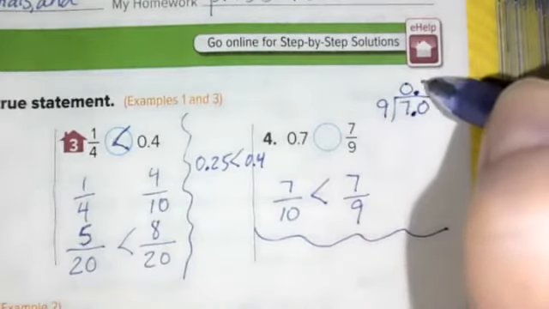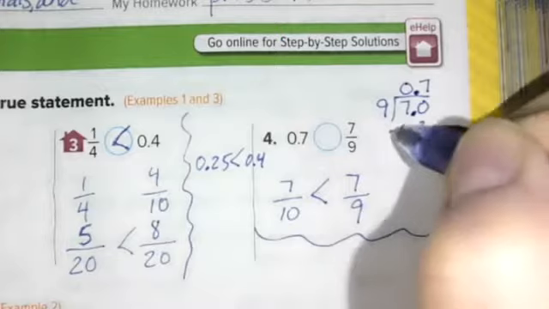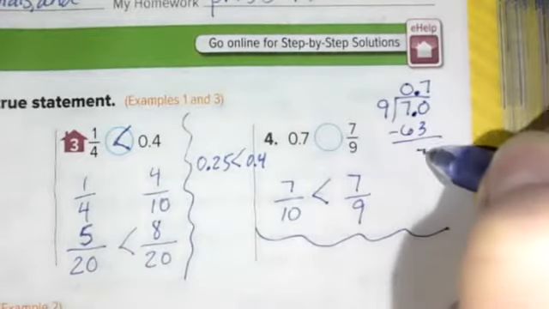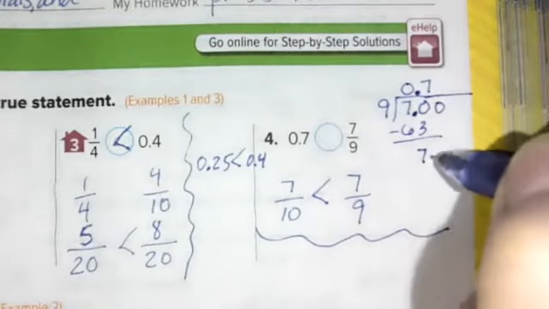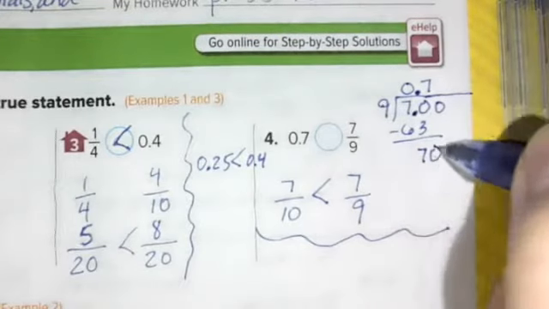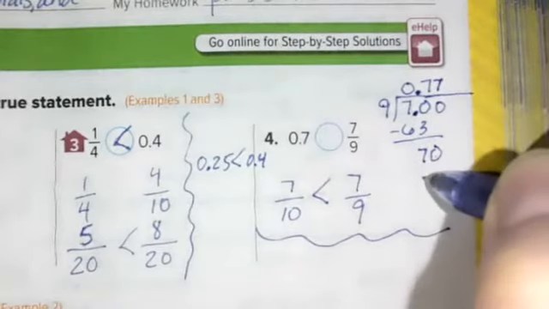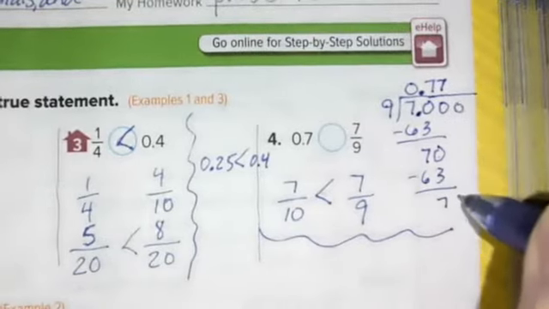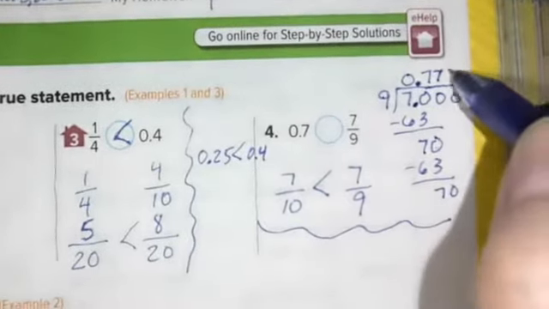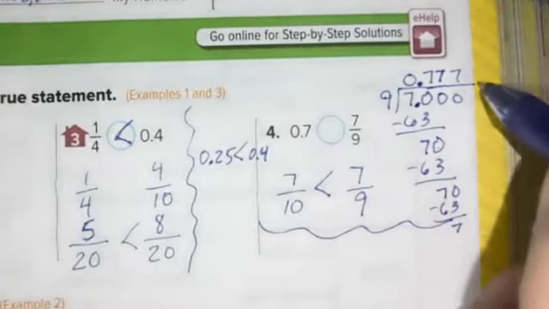9 can go into 70 7 times. 9 times 7 is 63. 70 minus 63 is 7. I'm going to extend my division bar, annex another 0, and bring it down. 9 goes into 70 7 times. 7 times 9 is 63. And we notice that we are going to get a repeating decimal, right? So this answer is going to be 0.7 repeating.